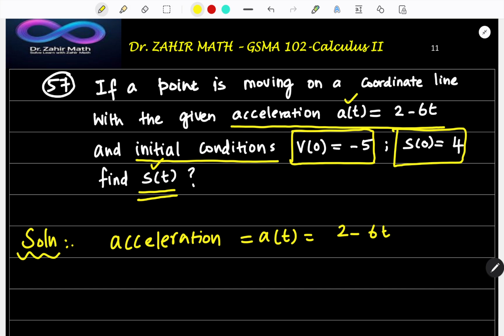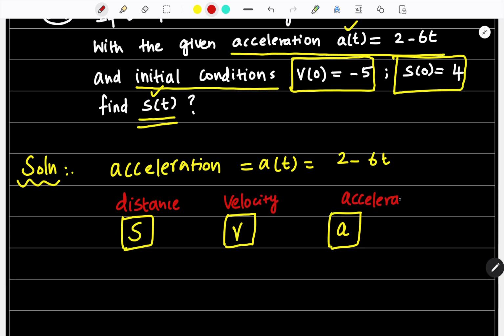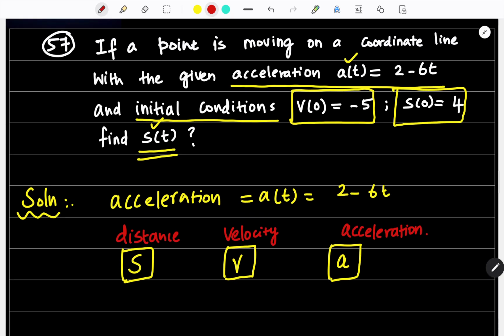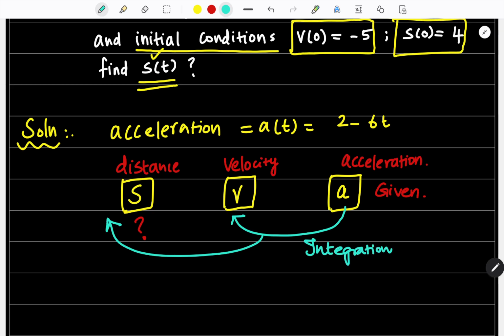So what is given? A of t. What is the question? S of t. Just now I put one diagram: S, then V, and then A. What is S? Distance. What is V? Velocity. What is A? Acceleration. Now acceleration is given, and they are asking for distance. So from here to here, I have to reverse. I have to reverse, so integration. Clear, all of you?